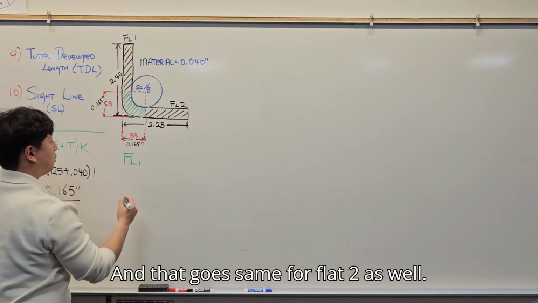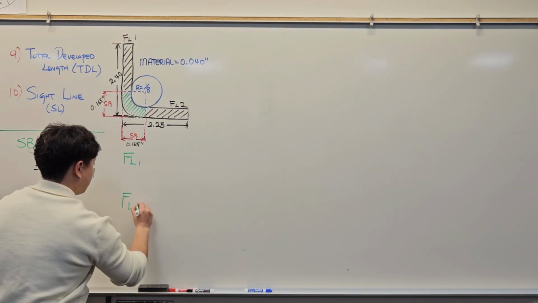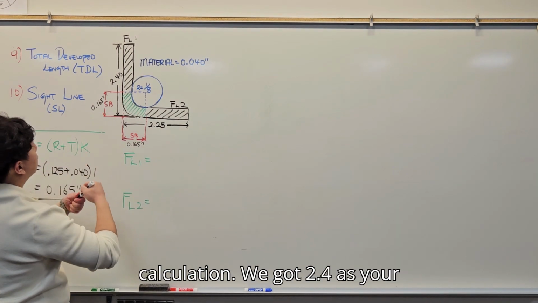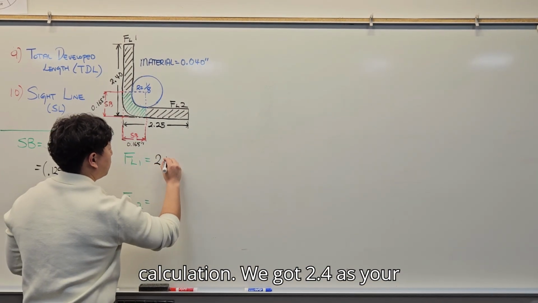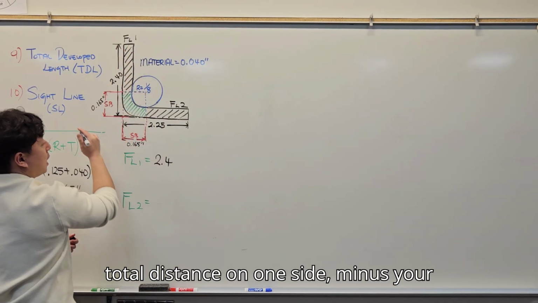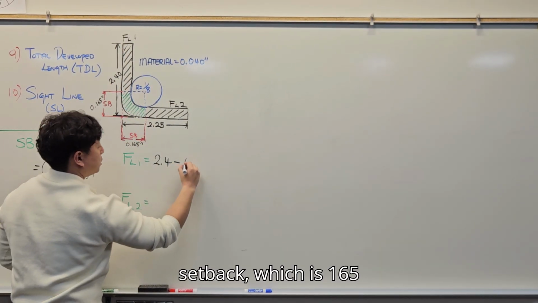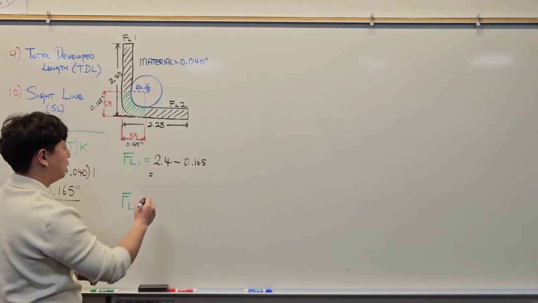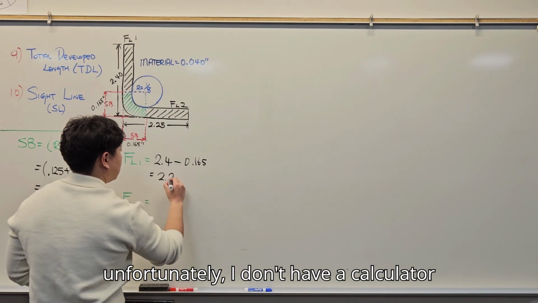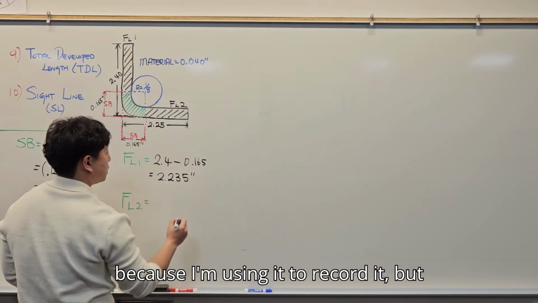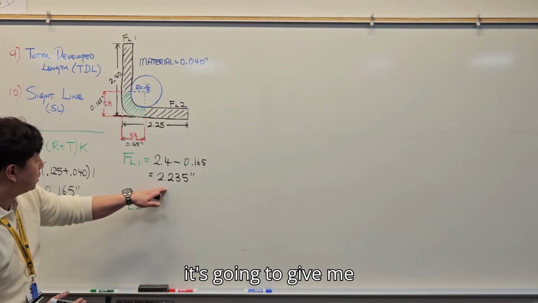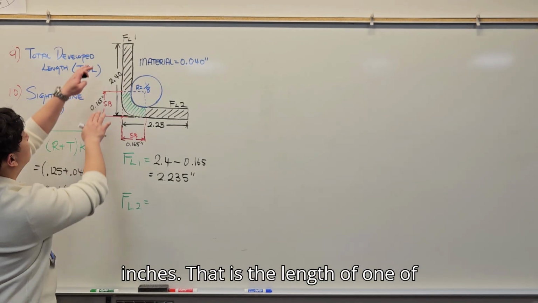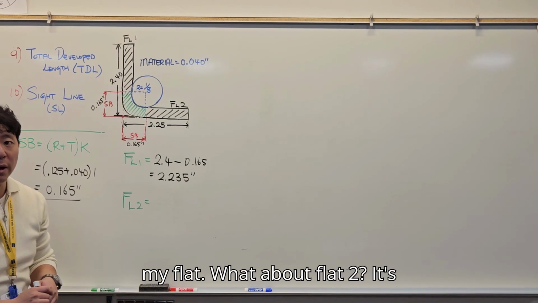And that goes the same for flat 2 as well. Right? So let's do the calculation. We got 2.4 as your total distance on one side, minus your setback, which is 165 now, and that's going to give me, fortunately, I don't have a calculator because I'm using it to record, 2.235 inches. That is the length of one of my flats.